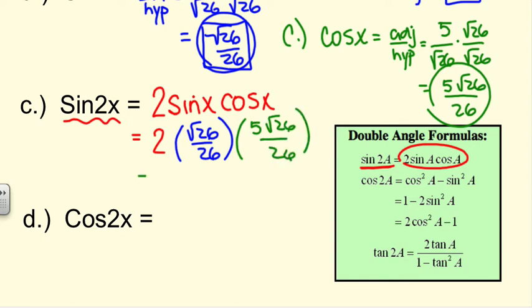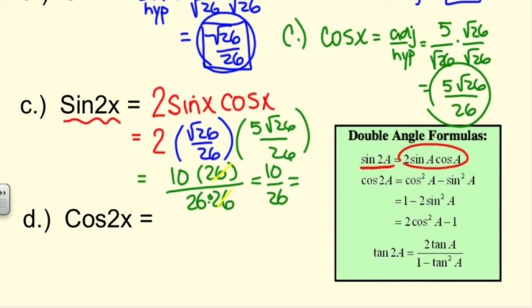Now we'll multiply across. 2 times 5 is 10. The square root of 26 times the square root of 26 is 26. I'm going to leave those two 26s alone for a minute. And the nice thing about that is one of those 26s cancels. 10 over 26 reduces by half to 5/13. So the sine of 2x for that triangle is 5/13.